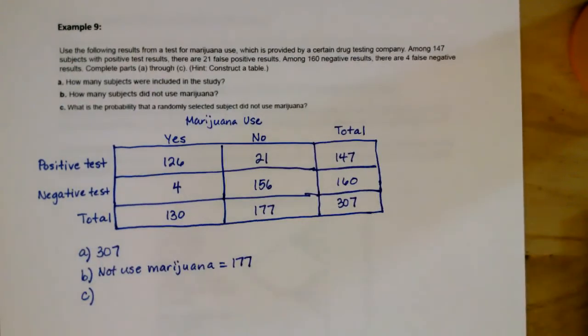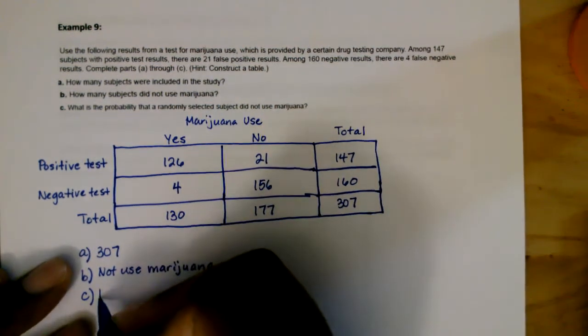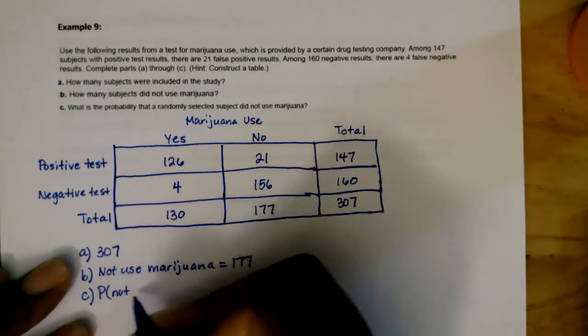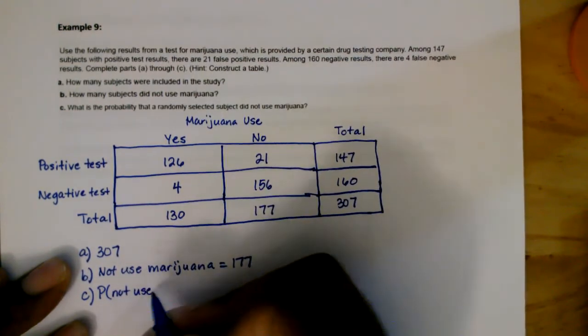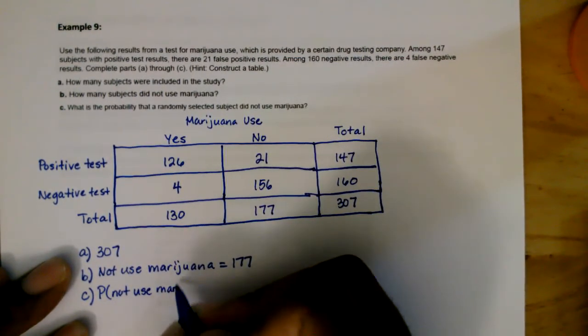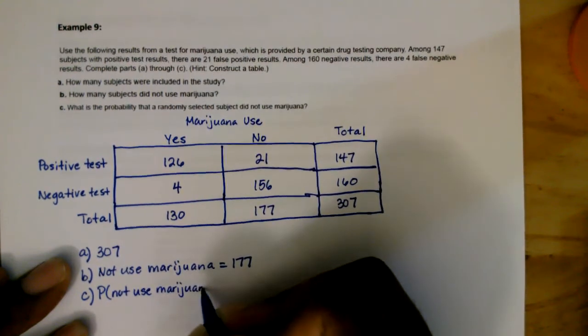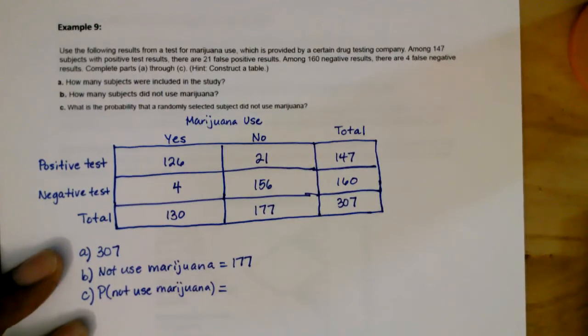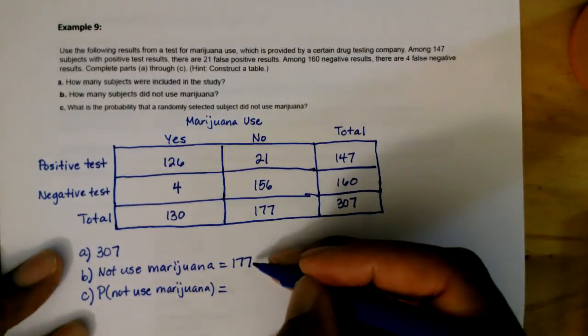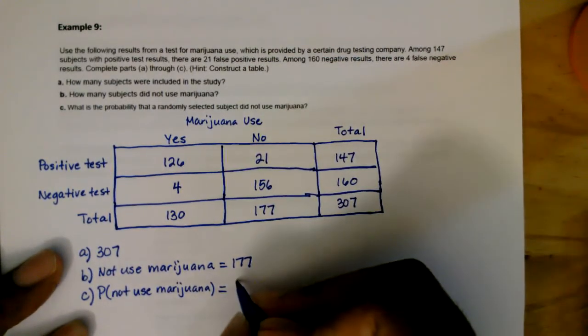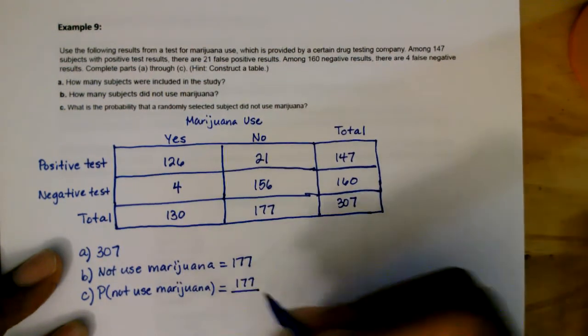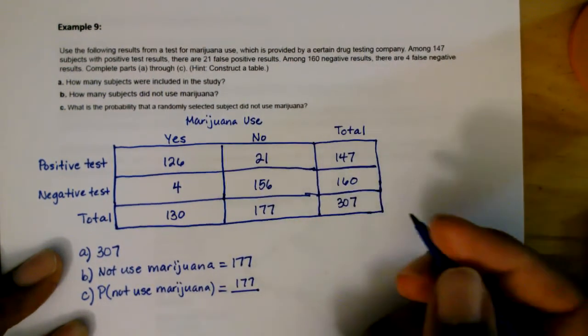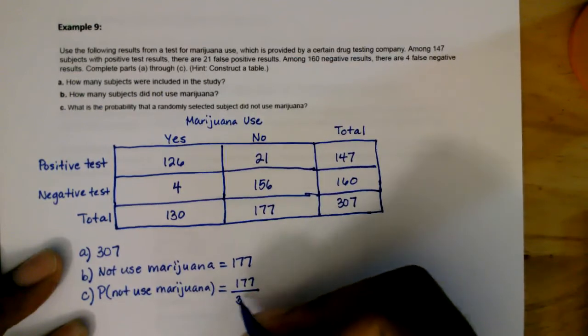And now part C. What is the probability that a randomly selected subject did not use marijuana? So the probability of not using marijuana, well, that's from parts A and B. The number of people who did not use marijuana, that was 177, over the total number of subjects that we were dealing with, which was 307.